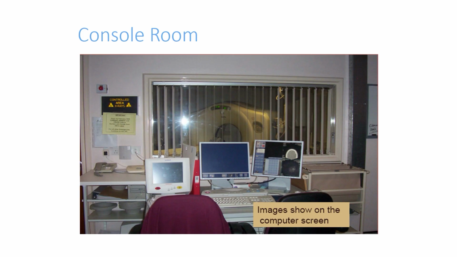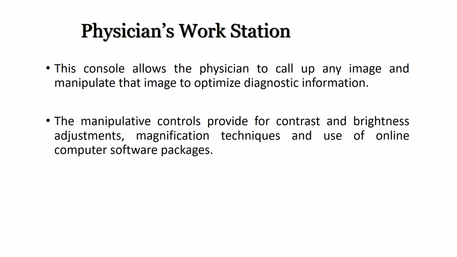Here this picture is showing the console room. Here you can easily see the monitors, 2 to 3 monitors are present, control panels are there, and one LED glass you can also see in this image. With this LED glass you can easily see the gantry as well as the patient table, so that you can easily manipulate things according to the requirement.